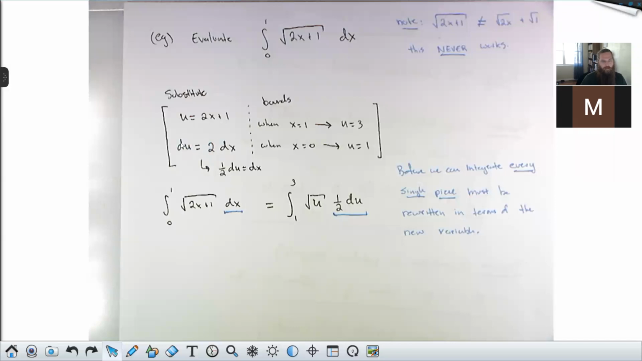You may remember this from back in, was it section 3.9, where we did differentials and linear approximation. We calculate the du. du is 2 dx, and then we solve that for dx. So if I solve this for dx, I get 1/2 du equals dx. So this dx piece right here has to get replaced by what it's equal to, and it's equal to 1/2 du. So that's where that came from.